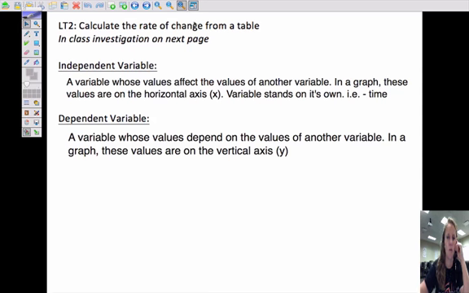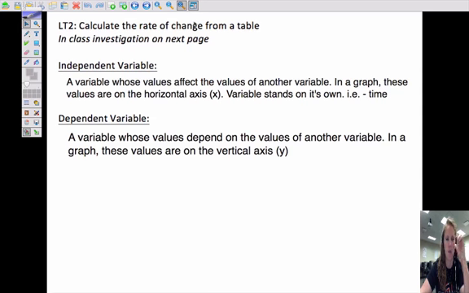Unit 2, Learning Target 2: calculate the rate of change from a table. So we're going to stick with rate of change here and just look at tables this time. We have an in-class investigation on the next page, but you don't have to worry about that for today. We're just getting through the video notes.